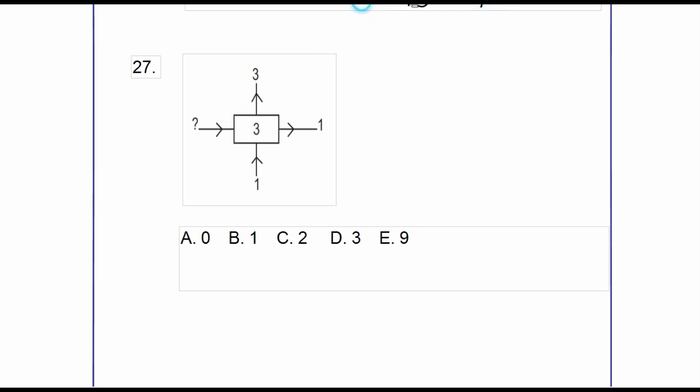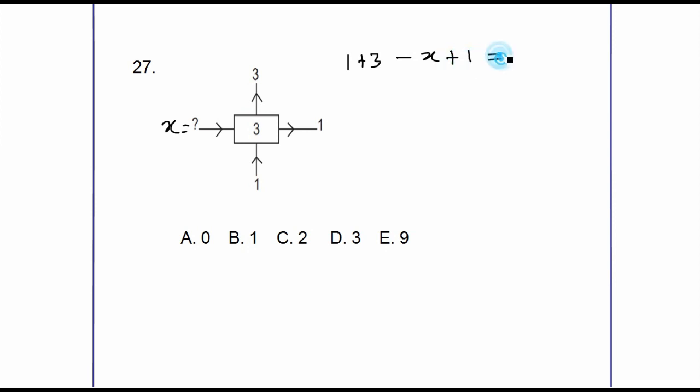I want to remove this so it will not disturb us from working here. So I have number 27. What is the issue? What is the step? This 1 plus 3 minus question mark plus 1. So let's represent our question mark with x. Let x help us out here. So I will say 1 plus 3 minus x plus 1 is equal to 3.